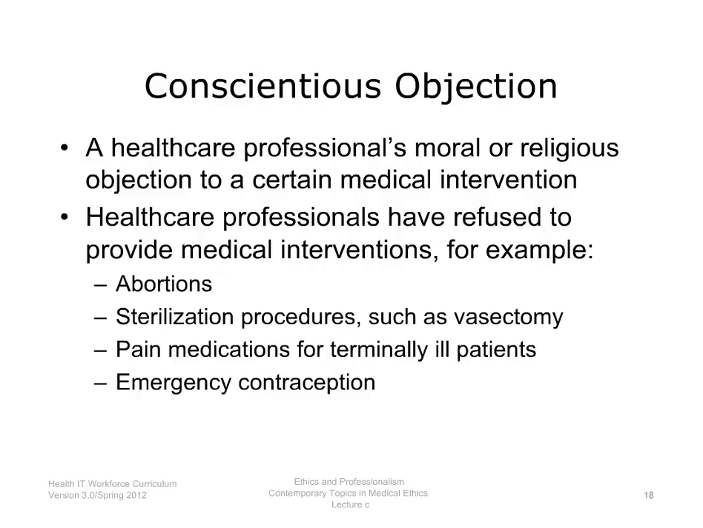The flip side of a healthcare professional's right to refuse to provide certain interventions is the right of the patient to determine the course of their own health care. For example, if a woman who needs emergency contraception has access to only one pharmacy and the pharmacist refuses to provide emergency contraception, then patient autonomy is lost.